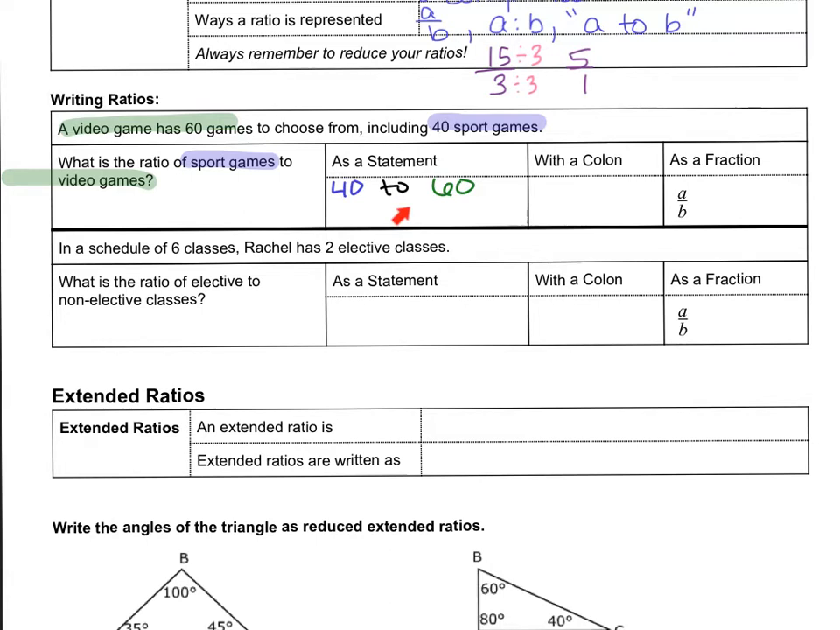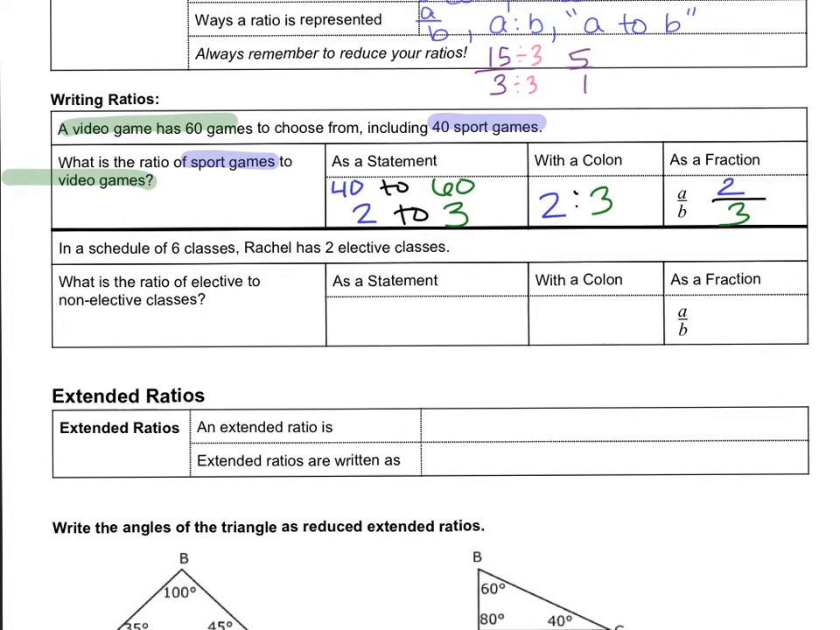Now this can be reduced because they both end in 0, so I know they're divisible by 10. Actually, they're going to be divisible by 20, right? And if you're not sure, you can always type it in the calculator and have the calculator reduce for you. So here I'm looking at 2 to 3, because 40 divided by 20 is 2, and 60 divided by 20 is 3. So my statement is 2 to 3, 2 sports games to every 3 video games. As a colon, it'll be 2 to 3, the colon we still read as "to," and then we have our fraction 2 over 3 as well.